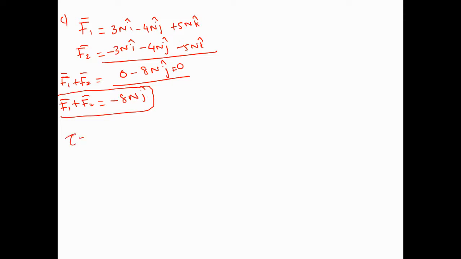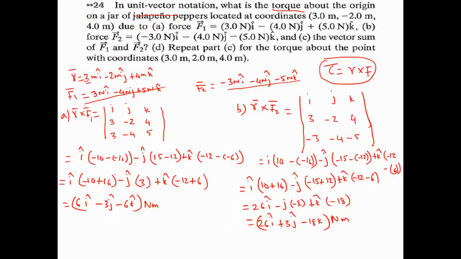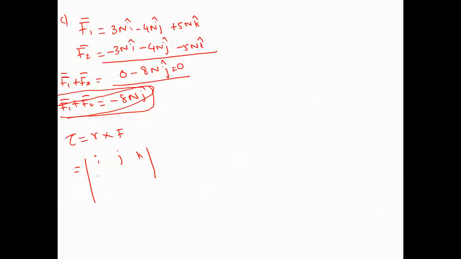What is my torque? My torque tau is equal to R cross F. Am I right? So what is my F? My F is this. Again, I have to use the IJK method. So I, J, K. What is my R vector? 3 minus 2, 4. And the force vector, I have only J component. So what is my X component? 0. My Y component is minus 8. And my Z component is also 0.